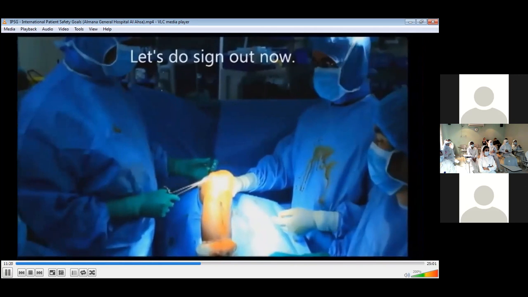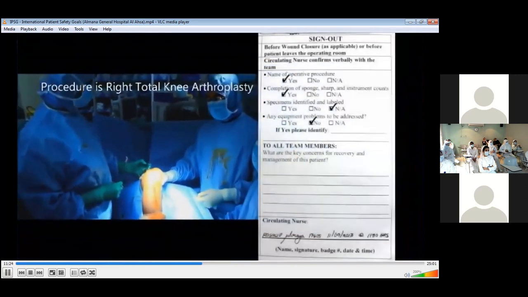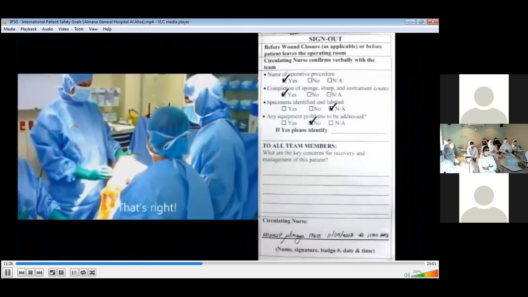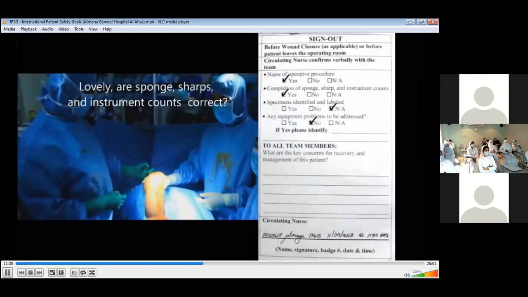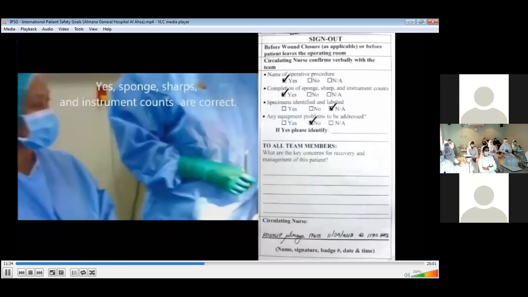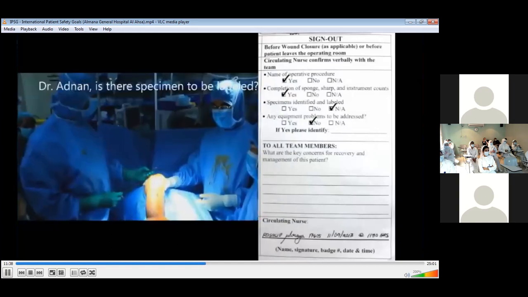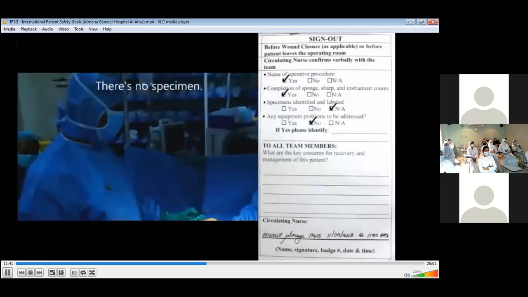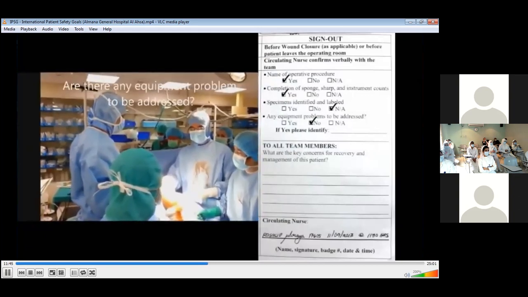Let's do sign out now. This procedure is right total knee arthroplasty. That's right. Lovely. Sponge, sharps, and instrument counts are correct. Yes, sponge, sharps, and instruments are correct. Thank you. Dr. Adnan, is there a specimen to be labeled? There is no specimen. Are there any equipment problems to be addressed?